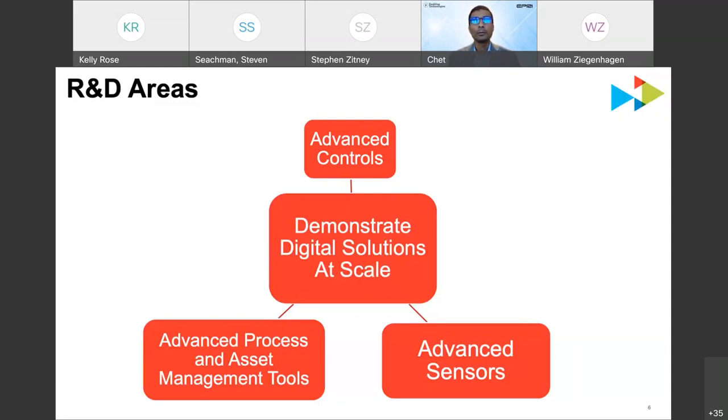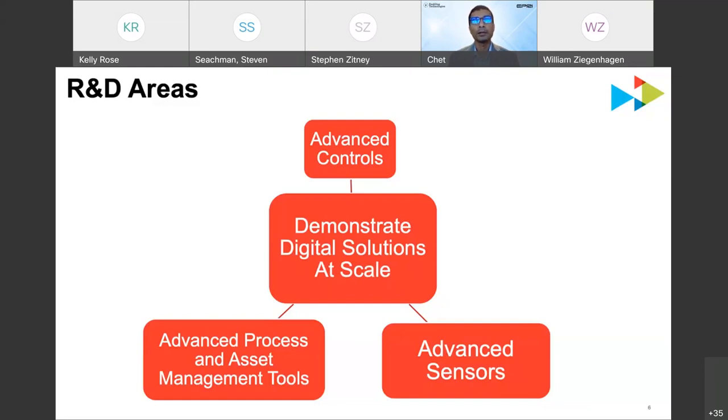But the main thing we want to focus on when we select projects is that these technologies that we are looking at should be at scale. We want to demonstrate these technologies at scale. So any technology that we evaluate, we should be able to easily integrate with our existing solutions, because if we have a standalone technology for a particular use case, it becomes very difficult to scale it for the entire fleet.